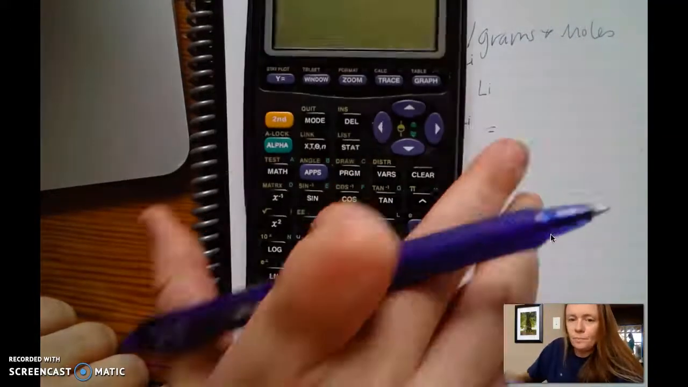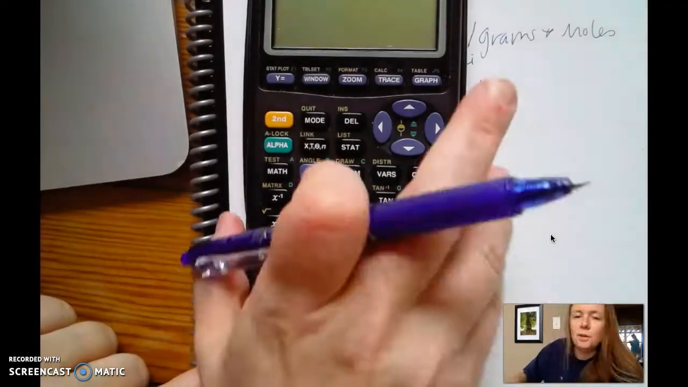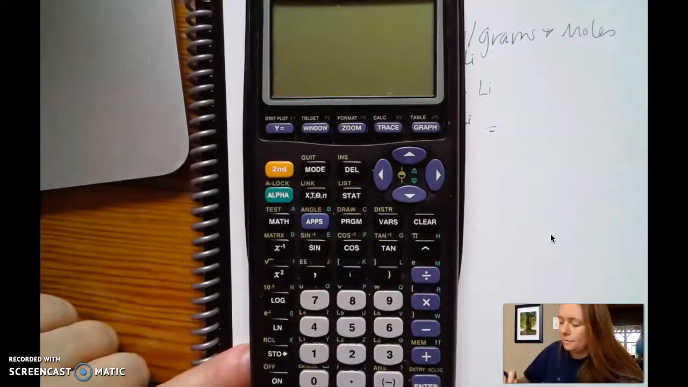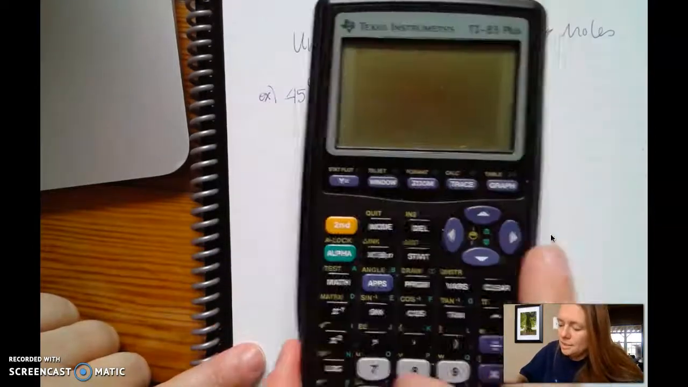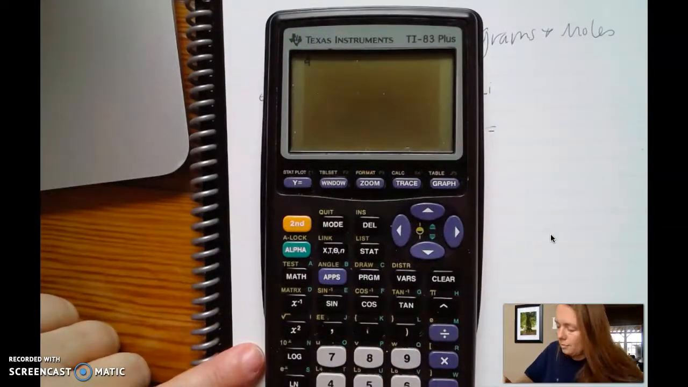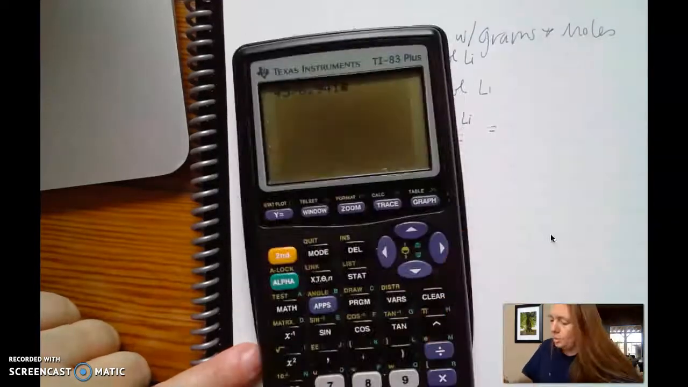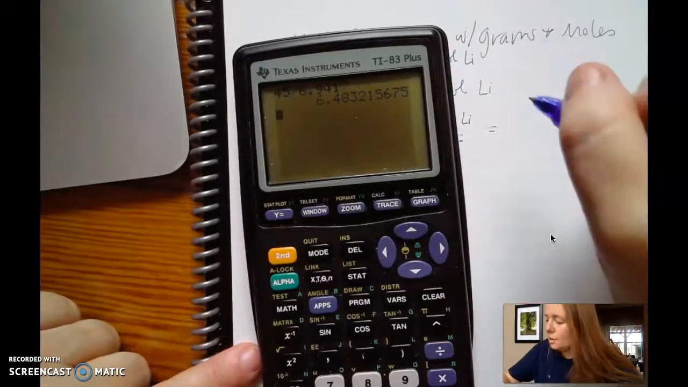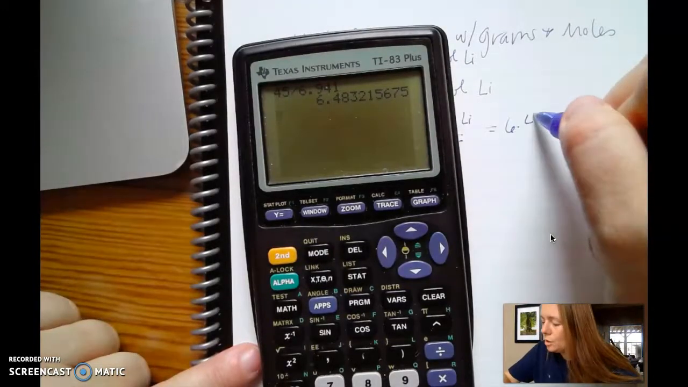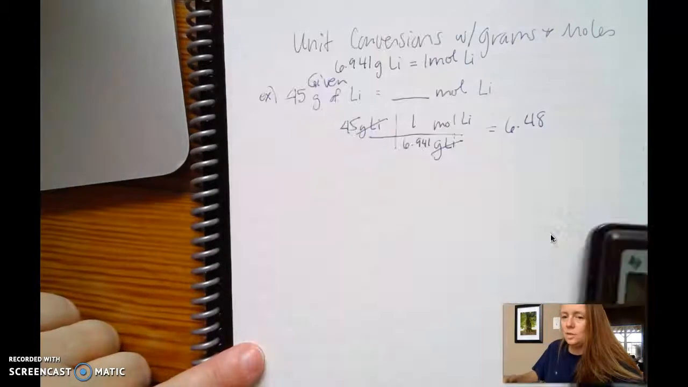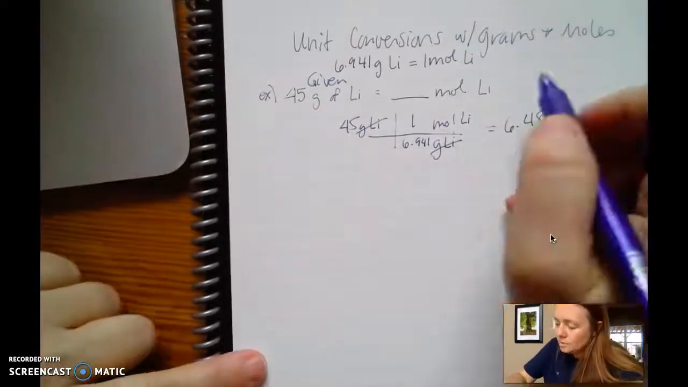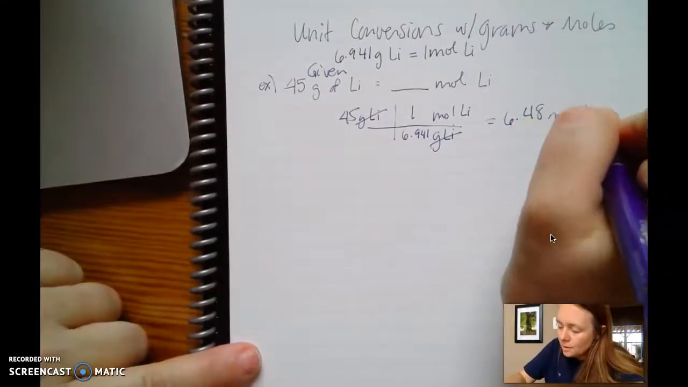I don't know if you guys brought your calculators home, and a lot of you don't have calculators anyway, so let's do this together. We started with 45 grams of lithium times 1 divided by the molar mass, 6.941, and so I get 6.48. What's my unit there? Well, moles of lithium. That's all I've got left.